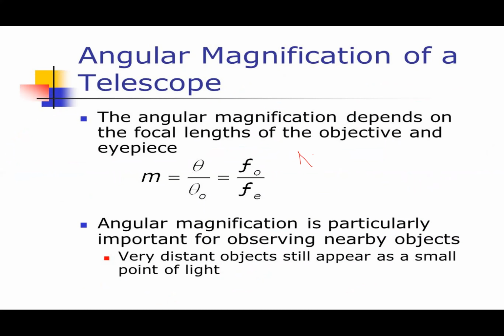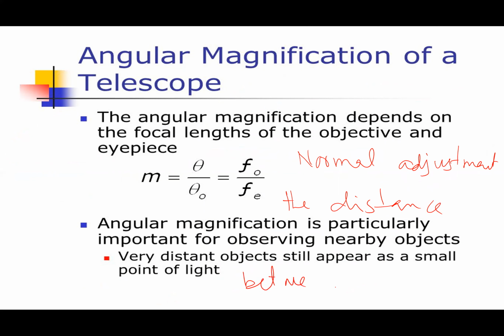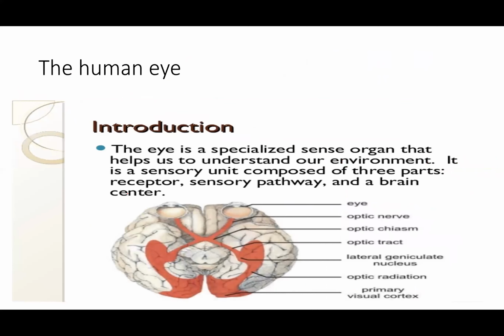In normal adjustment, the distance between eyepiece and objective lens will be equal to the sum of focal length of objective lens plus the focal length of eyepiece.